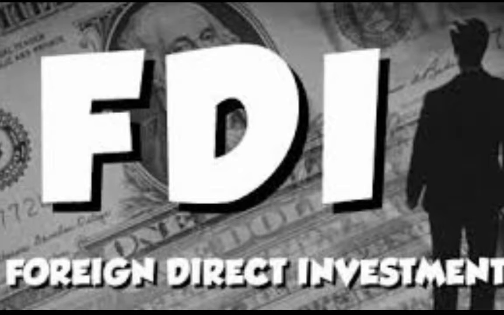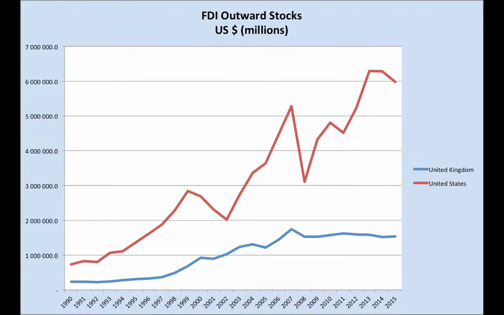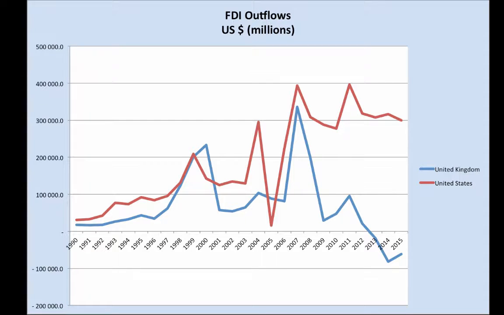Foreign direct investments are very similar in that both appear to move in similar directions at the same time over 25 years. The United States in volume does more, but what stands out as interesting, as you can see on the FDI outflows, is that the United Kingdom significantly reduced their outflow in 2014.